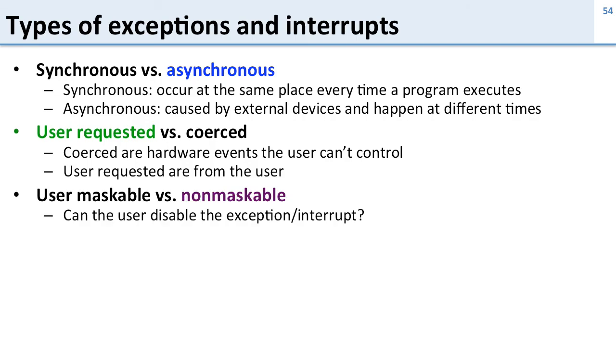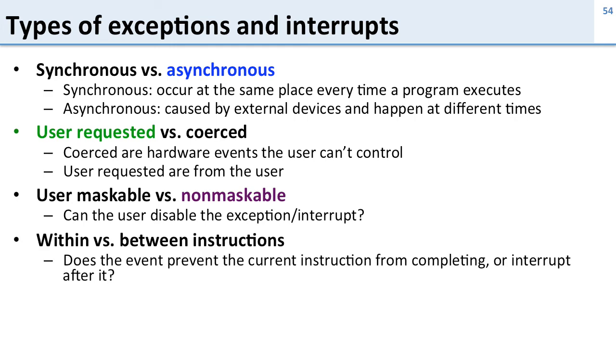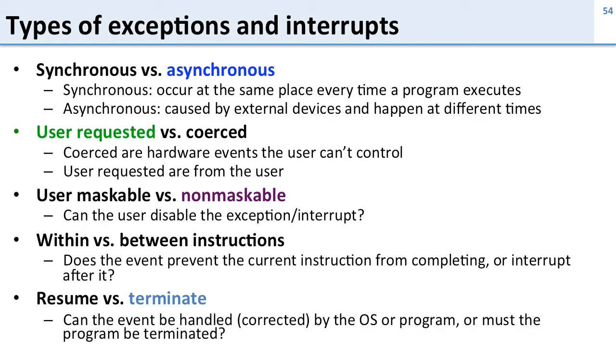Some interrupts are user-maskable, and a lot of them aren't. So if it's user-maskable, that means that the user can turn it off, so that the hardware and the processor don't pay attention to that event. There's also a distinction between within and between instructions. So this is whether the event prevents the current instruction from completing, or it prevents instructions after the current one from completing. And then we've got this big one here, which is resume versus terminate. That is, can we handle the event, or do we have to kill the program? So some things the operating system or the program can fix up, but other ones just mean the program has crashed and it needs to be killed by the operating system.